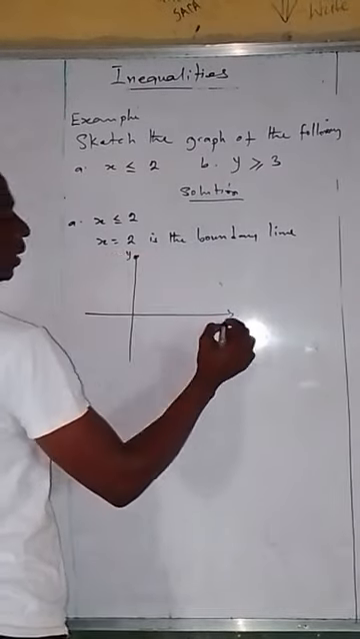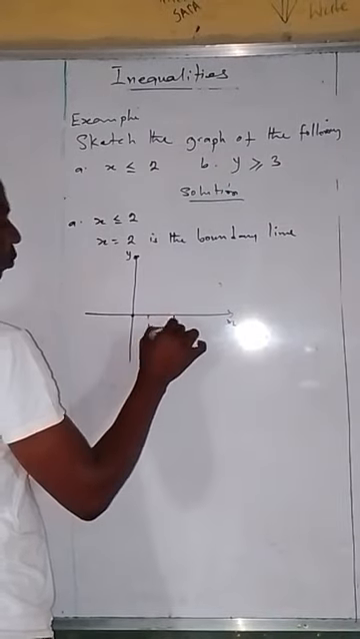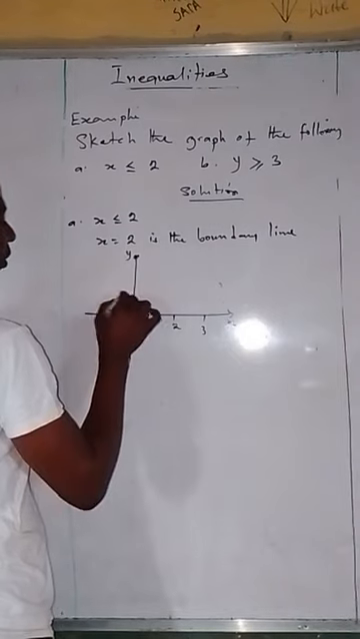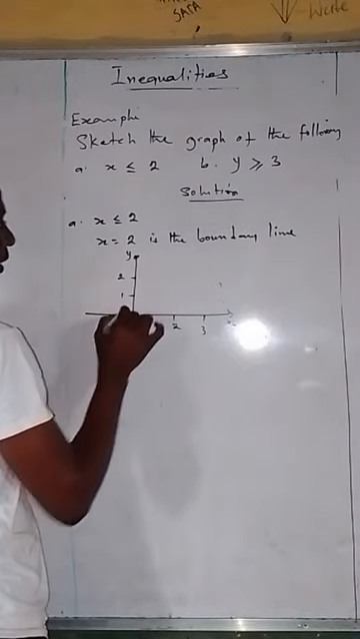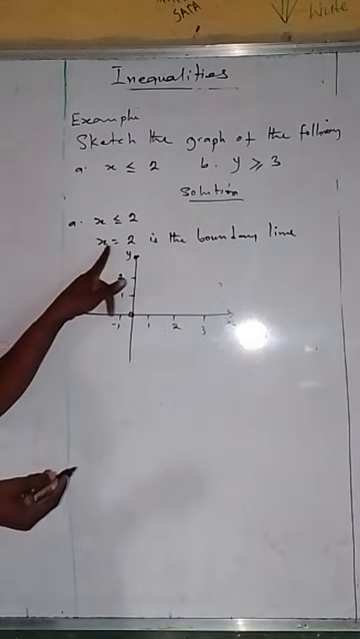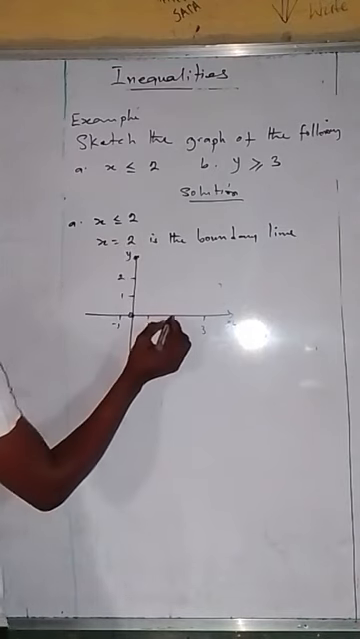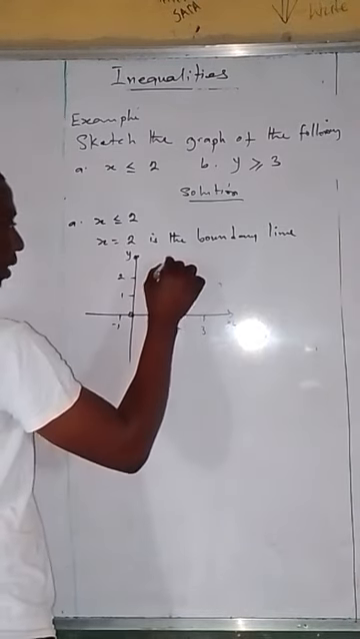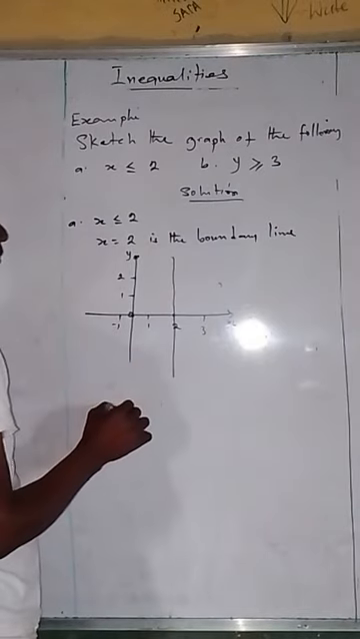Now, after this, you draw your Cartesian plane. This is your y and this is your x. So we have 1, 2, 3. This one is 1, 2, and so on, and this one is 0. Now, x is equals to 2. X equals to 2 is here. So you draw a line that will pass through values of x.